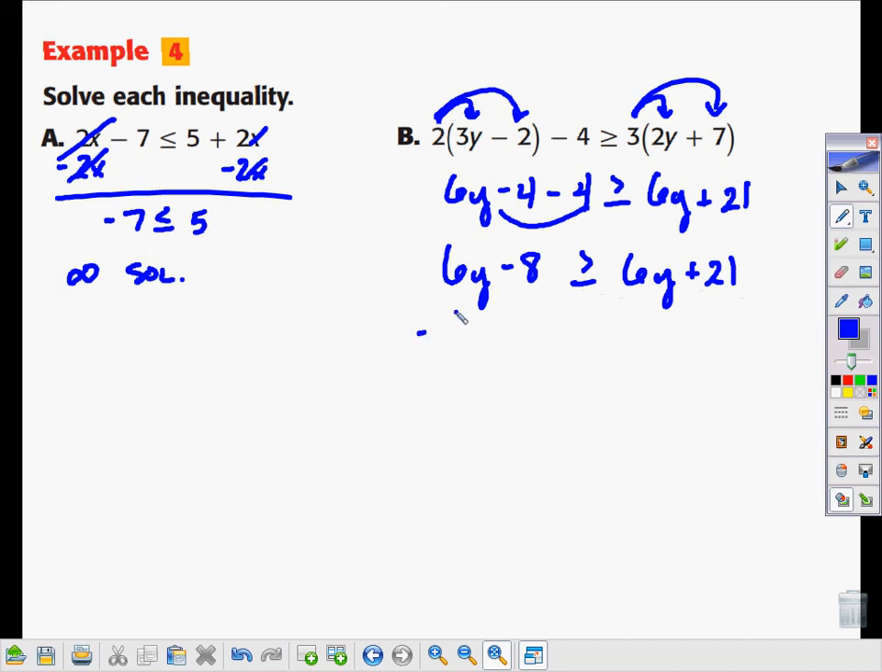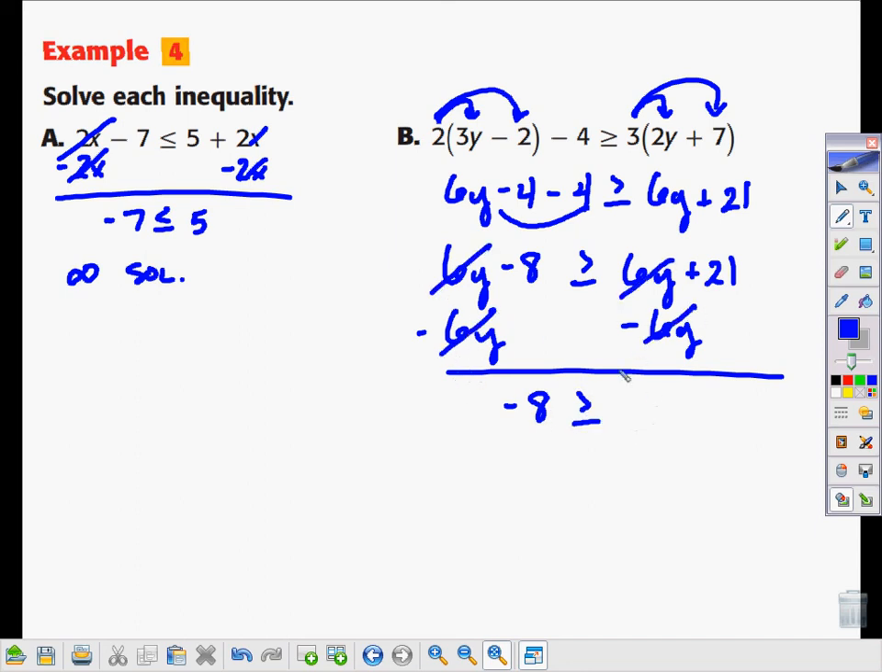And now to get the variable on the same side, I subtract 6y. And we say negative 8 is greater than, and they canceled there, but they canceled here again, 21. Negative 8 is greater than or equal to 21. That's not true. No, this is absolutely not true. So we're going to say that there is no solution for this one when it is not true. It doesn't matter what I put in for y, I will not get a viable answer out of this. No solutions.